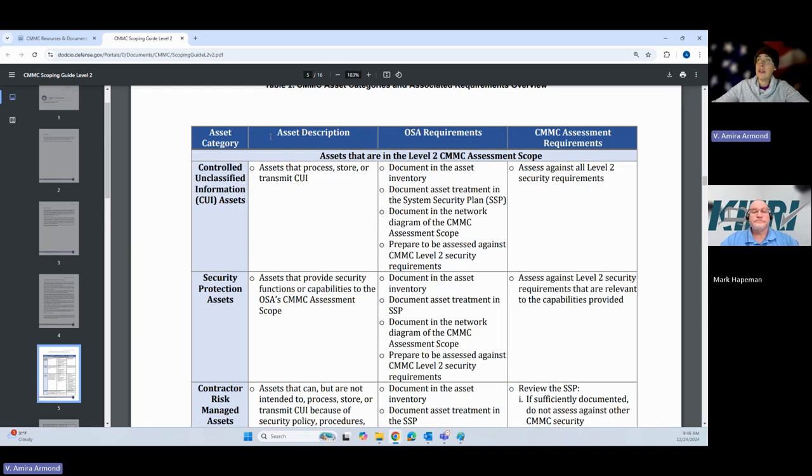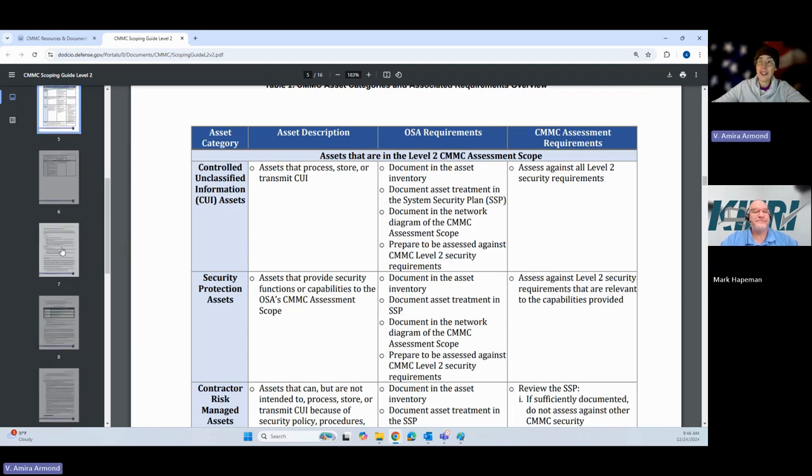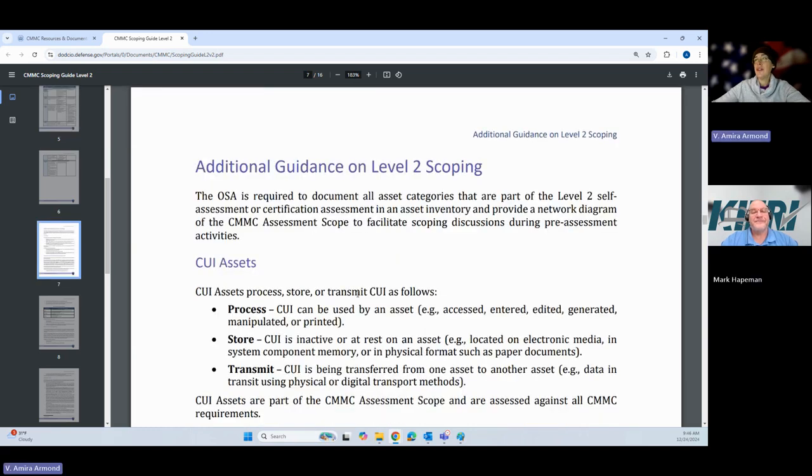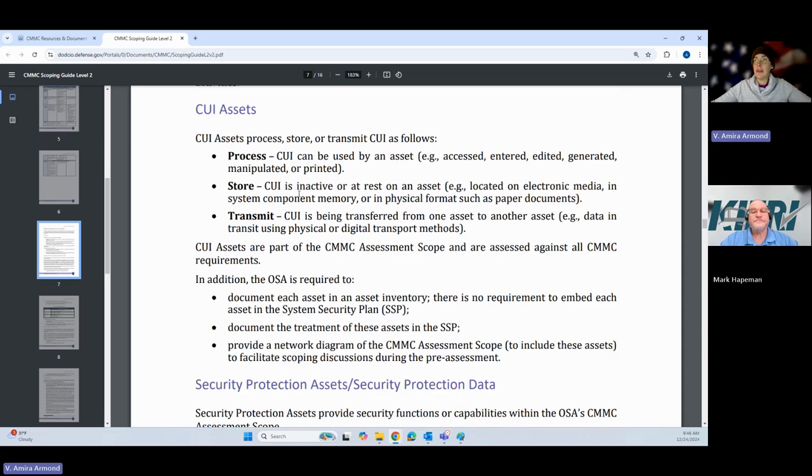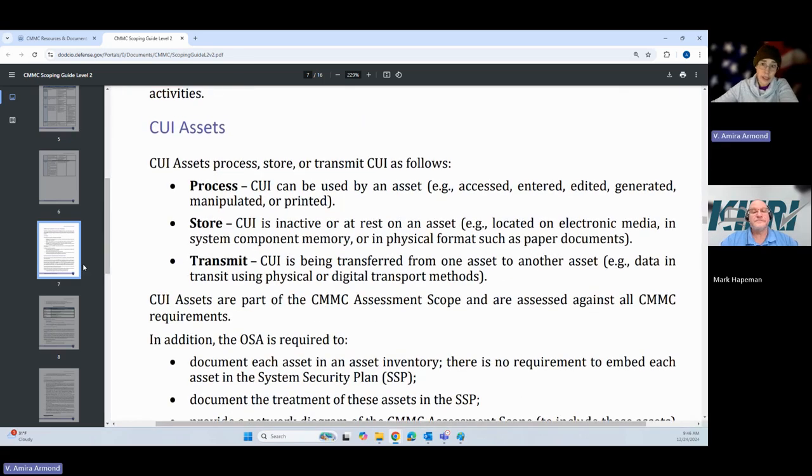All right, so let's review. Let's talk about CUI assets first. CUI assets are defined as assets that process, store, or transmit CUI. And that's a dangerously straightforward statement. So what does process, store, and transmit mean? Luckily, the scoping guide talks about that for us.